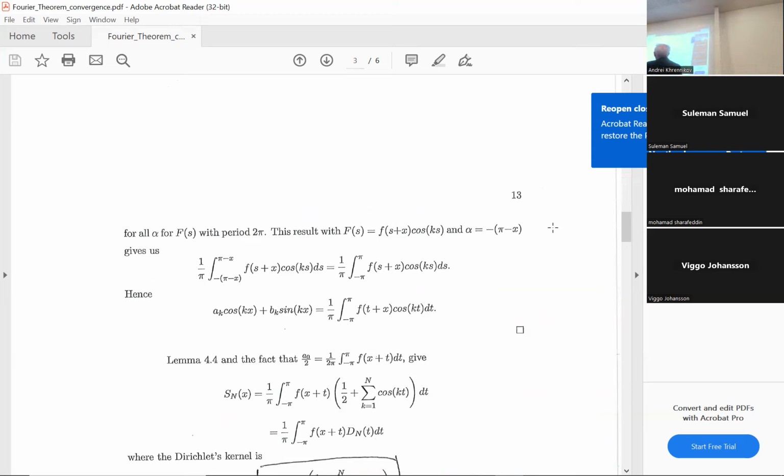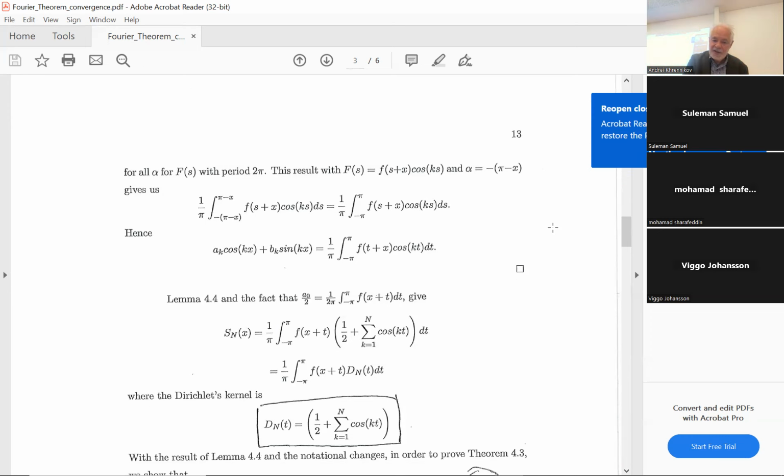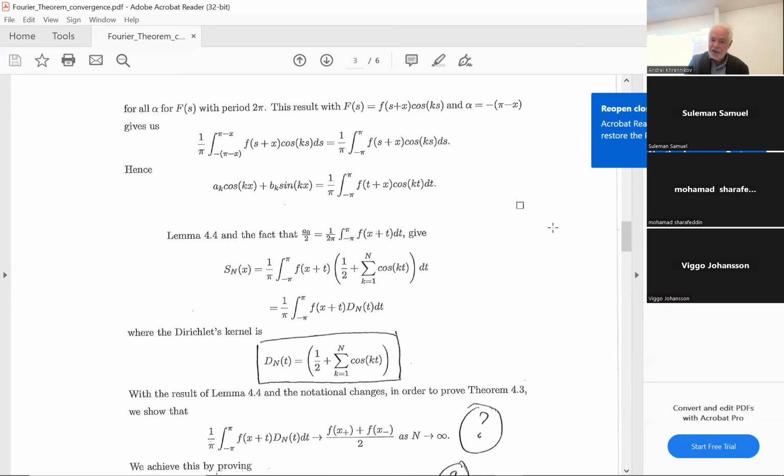So we approached this formula. And now we put it into our Fourier series, into the partial sum. And we shall get such a representation of the partial sum of the Fourier series. So there is this 1/2 and the sum of all cosinuses. This sum has its own name. It's called the Dirichlet kernel.